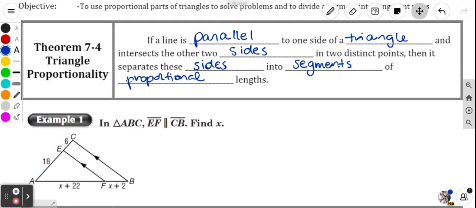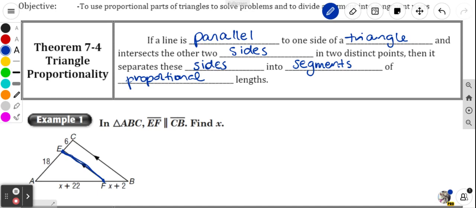And I filled in the blanks already just to save some time, but it basically says if a line is parallel to one side of a triangle, so see how this line here, EF, is parallel to this side of the triangle, and intersects the other two sides in two distinct points. So it intersects this side here at F and this side here at E. Then it separates these sides into segments of proportional lengths.